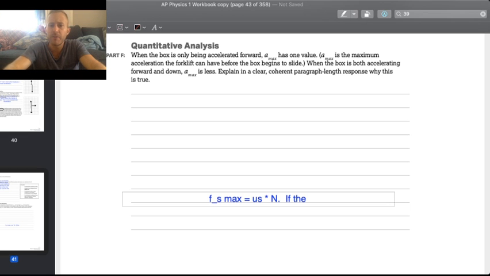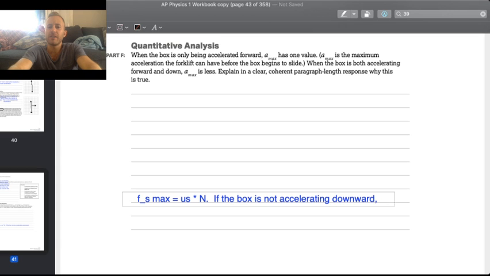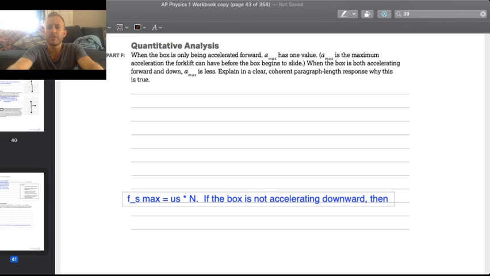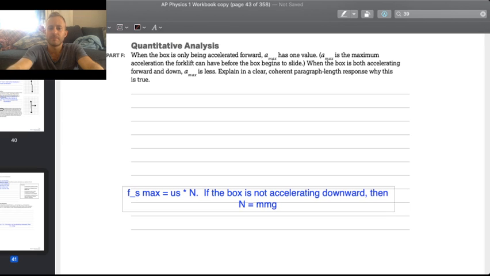Okay, so if the box is not accelerating downward, then normal force is equal to mg. Okay? If the box is accelerating downward, we just showed that the normal force is actually less than mg.